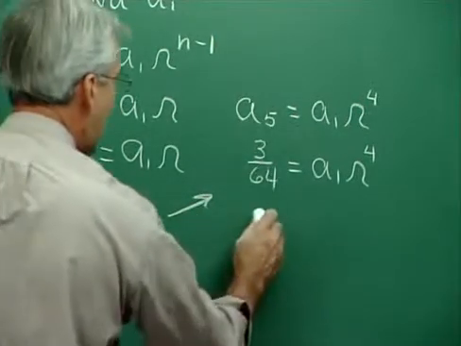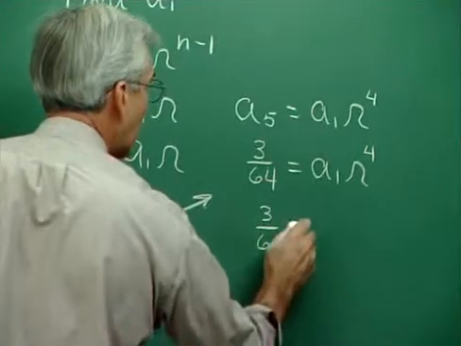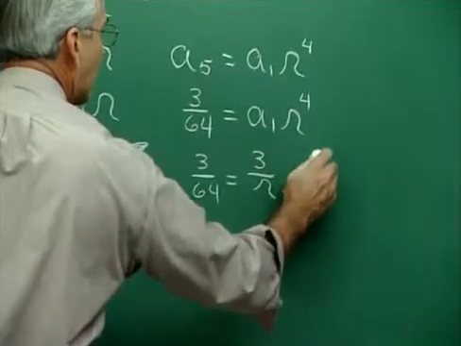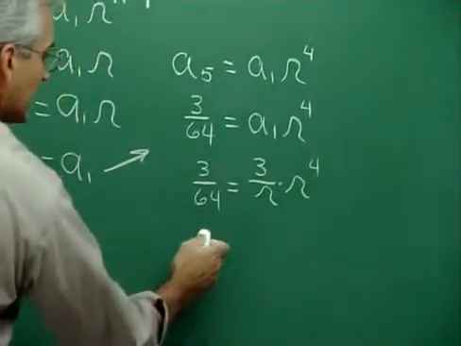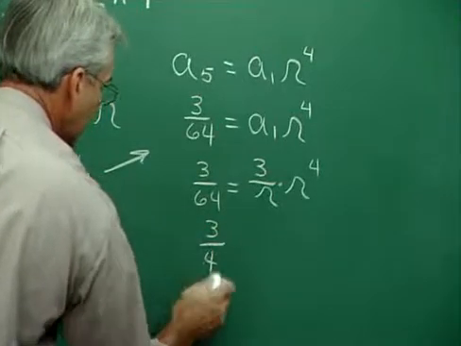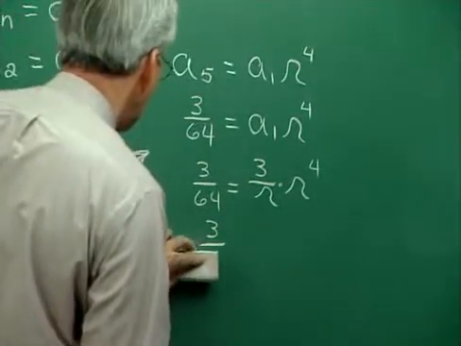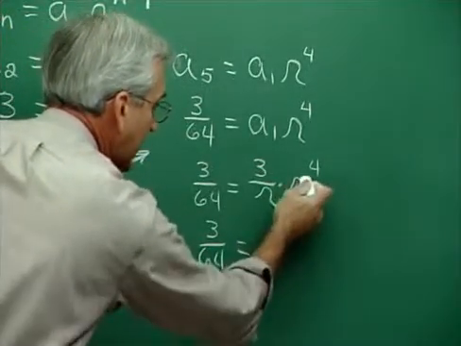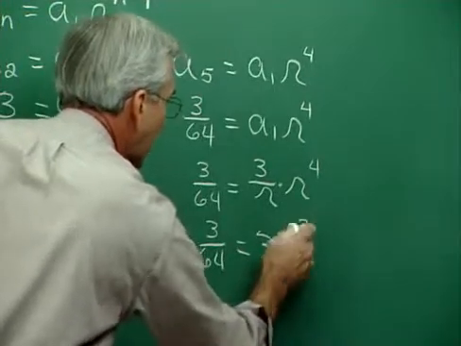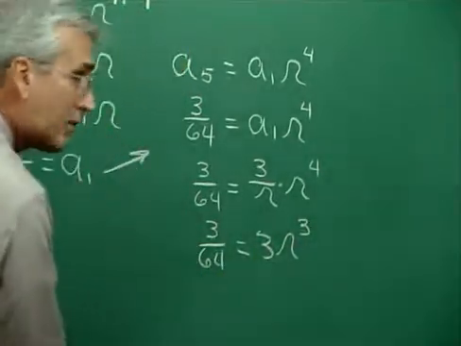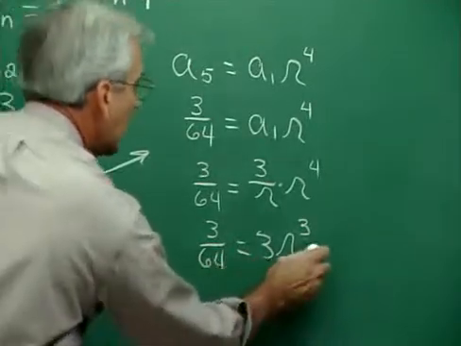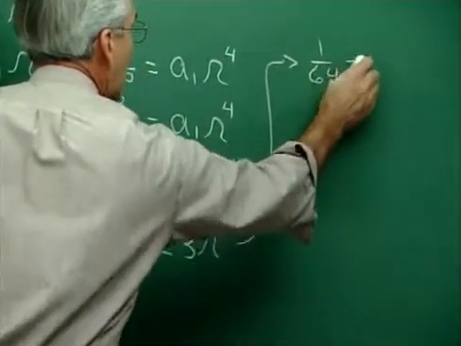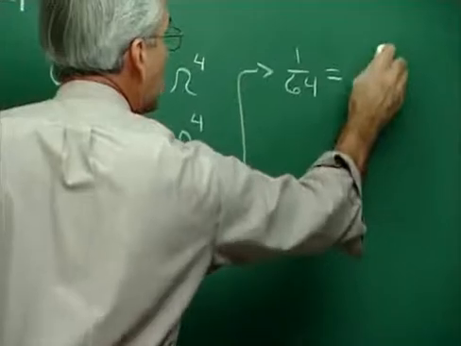All right. With this information, I pop it into the other equation. If a sub 1 is this fraction, then I have 3/64 equals this fraction times r to the 4th. Oh, good. The r's can cancel here. I've got 3/64 equals, 1 factor of r cancels, so we have 3r to the 3rd. And now I can divide on both sides by 3. Dividing over here by 3, I get 1/64. And on the right, when I divide by 3, I have r cubed.